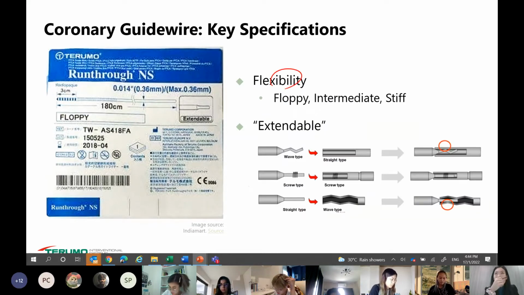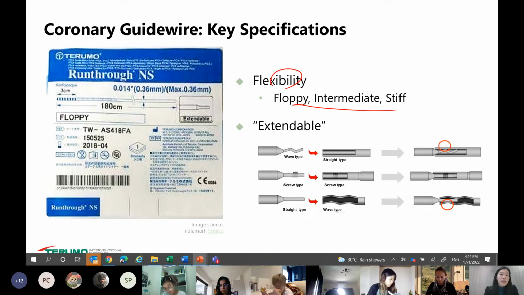There's different kinds of flexibility. As I mentioned, this is a bit more complex than your 035 wire. You need to cross your lesion, right? You need to support devices. So there are different kinds of coronary guide wires that can be used in the procedure. It's not just one that is used. There's of course a workhorse, but especially in a very complex case, they will actually switch out different kinds of guide wires.